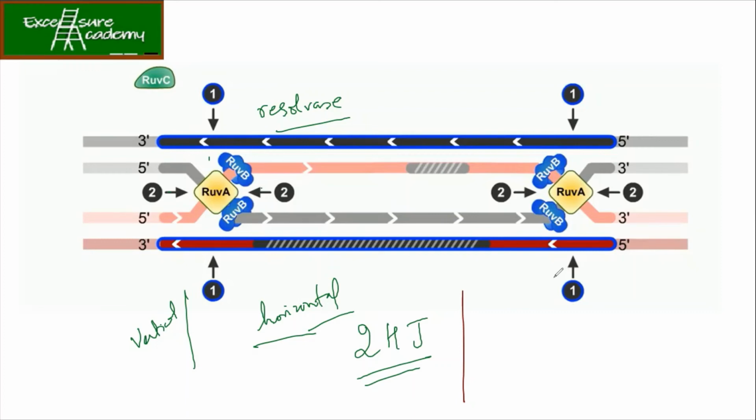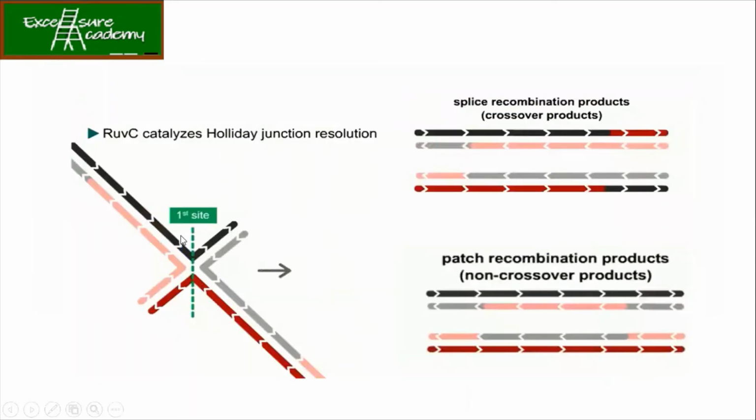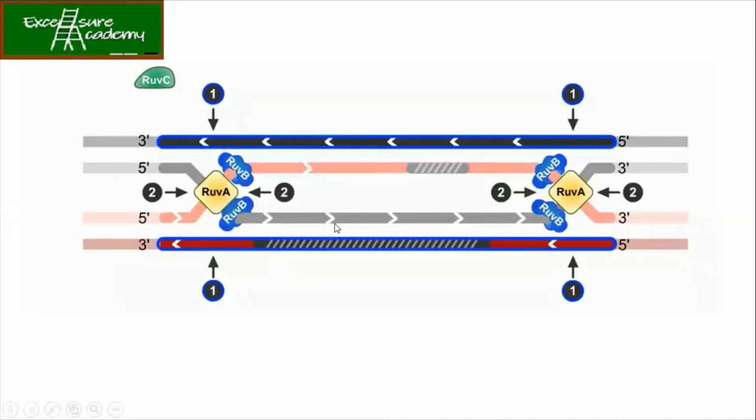Ma'am, but there are 4 strands, right? In the holiday junction you are going to have 4 strands only. Over here also 4 strands are there: black, gray, pink and red. Yes, ma'am. But in the picture there are only 2 numbers, 1 and 2. So that's why. Now 1 means it is a vertical cut, 2 means horizontal cut.